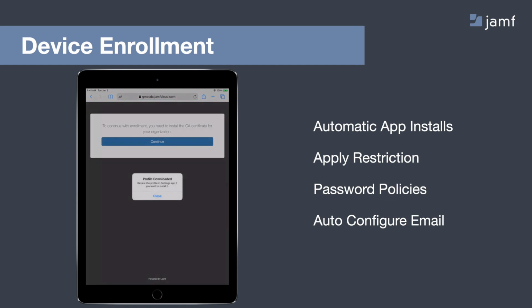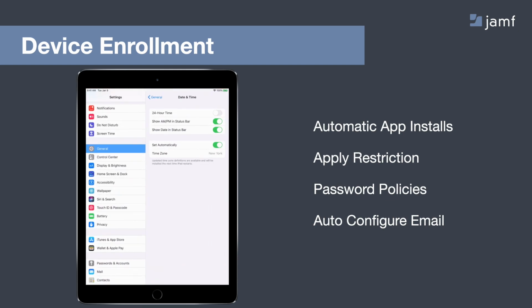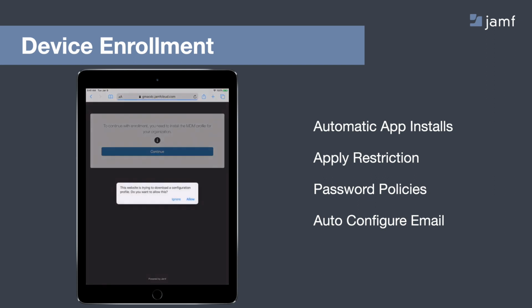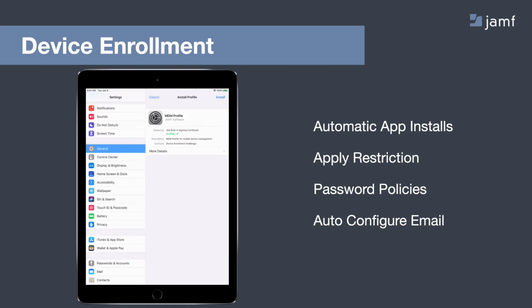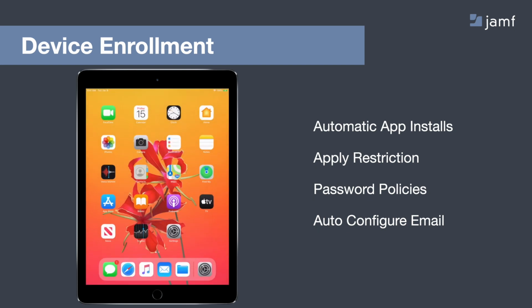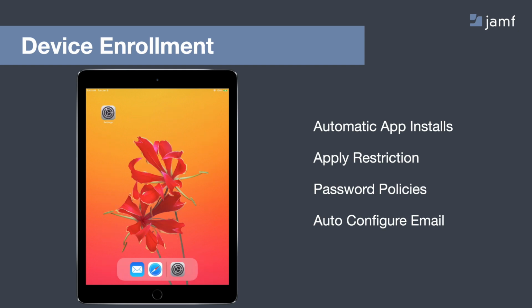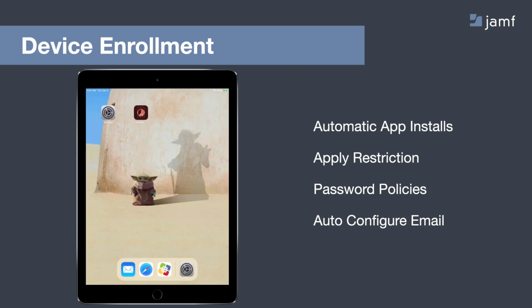This will download a certificate that is used to trust the MDM configuration profile. Once we install the certificate, we navigate back to our browser and continue by downloading the MDM configuration profile. Once we install that configuration profile, your device has been enrolled into your MDM, and anything that you have scoped or assigned to this device will start downloading and provisioning your device.